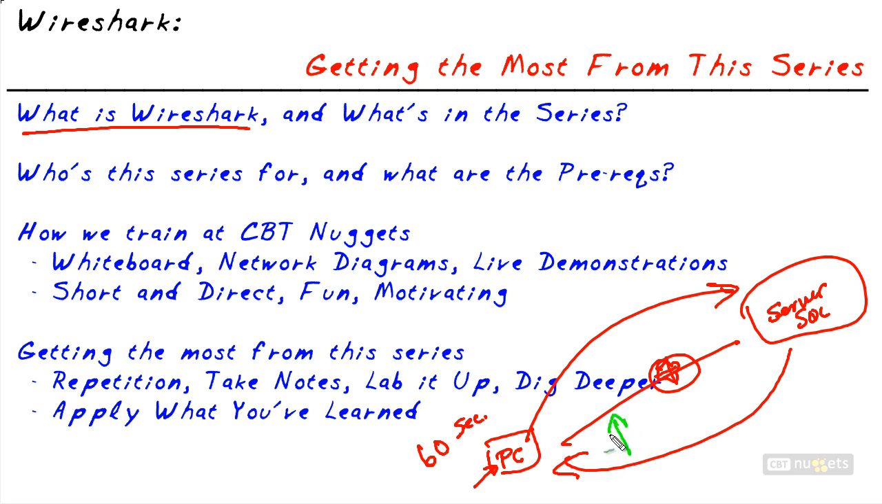We could capture the data on this network segment right here and then take a look. If the request goes out and 5 milliseconds later the response comes back completely, we could then say it's the PC that's causing the slowdown as it crunches all the data.